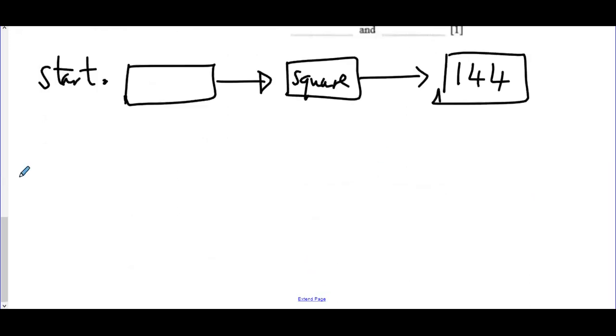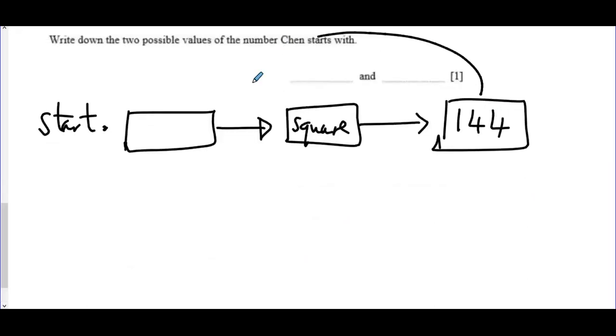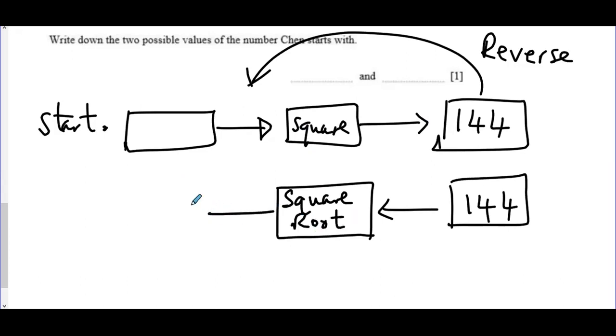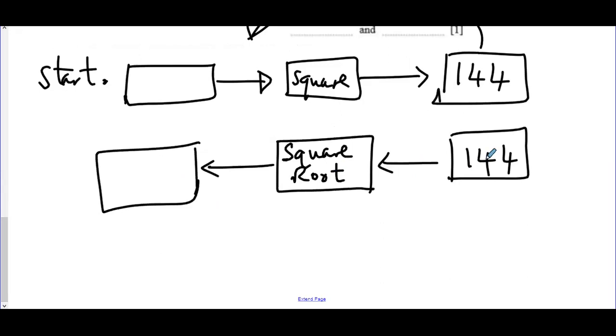Well, what I'm going to do is work in the reverse way. I have to work on the reverse of this function machine. So when I reverse this, this will be 144. I'm reversing this function machine. But when I reach here, I will not write square again. Instead, I'm going to do the reverse of squaring, which is square root. And then I'm going to get that number that Chen is starting with. So, what is the square root of 144? Square root means I have to think of which number, when multiplied by itself, gives you 144. That number is 12.